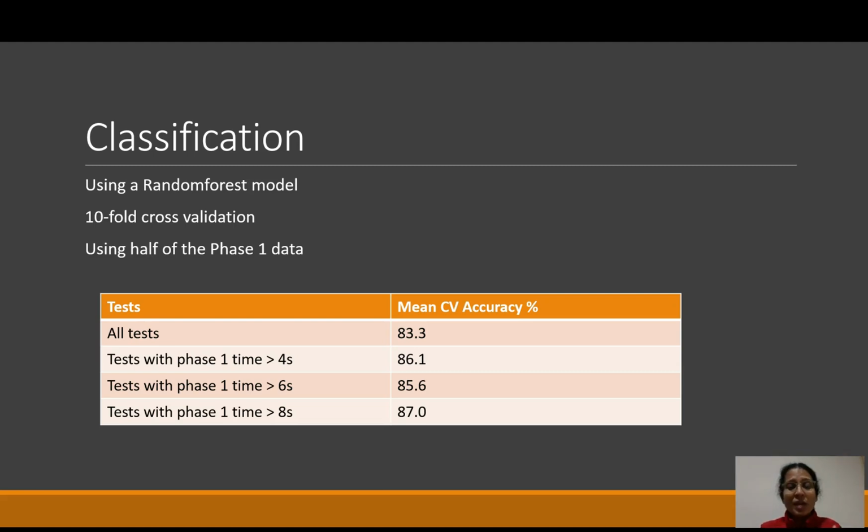So then we looked at, okay, if we remove the tests with very short phase 1 time period, that is, if we look at the tests with phase 1 time greater than 4 seconds, then the accuracy improved to 86%. And then if we again looked at phase 1 greater than 8 seconds, it improved to 87%. So there was a slight increase if you look at tests which were not very small phase 1 time periods. So those were the classification results that we got from the random forest model about predicting if it ignites or not.